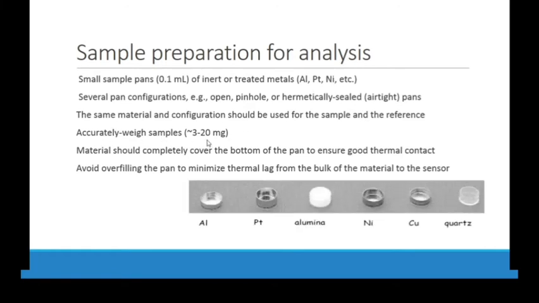Accurately weigh a sample of nearly 3 to 20 milligrams. Material should completely cover the bottom of the pan to ensure good thermal contact. Avoid overfilling the pan to minimize thermal lag from the bulk of the material to the sample. You have to put the sample in a way that there is maximum thermal contact of the surface with the sample. You don't have to put, say, a triangle shaped sample. It is not equally distributed, so you have to distribute it equally. And you don't have to overfill, and there must be maximum thermal contact with the pan.